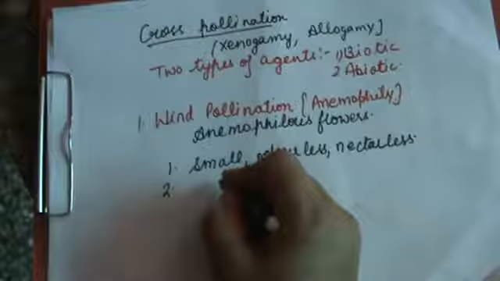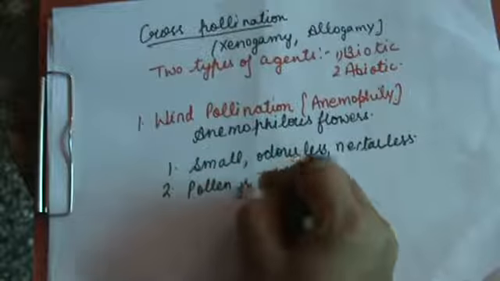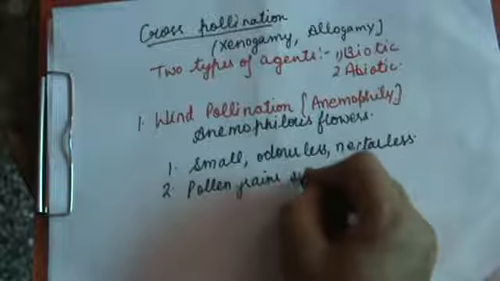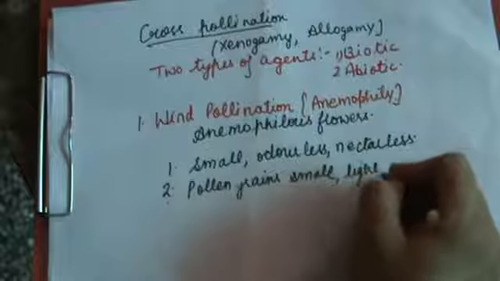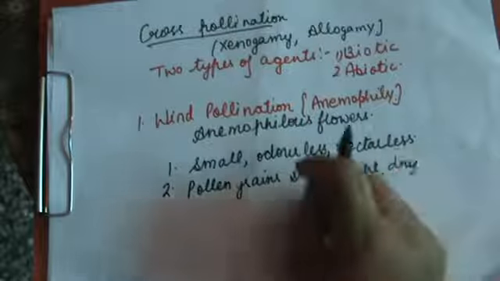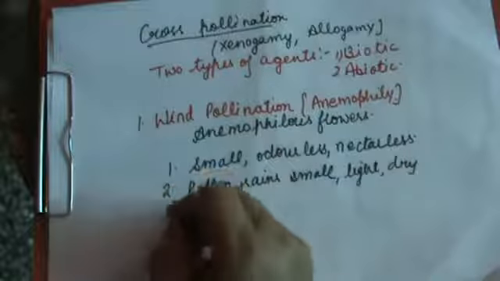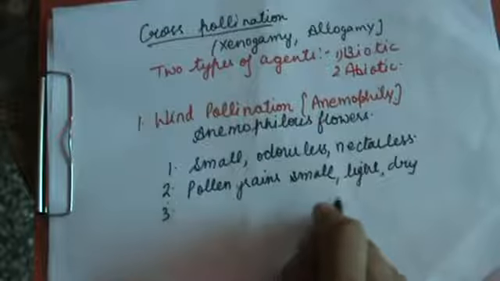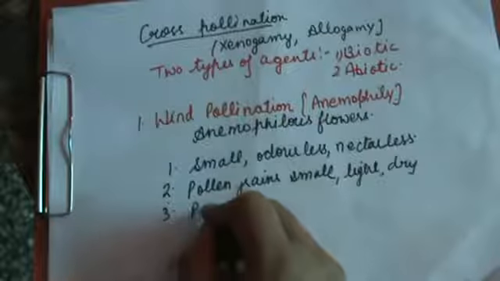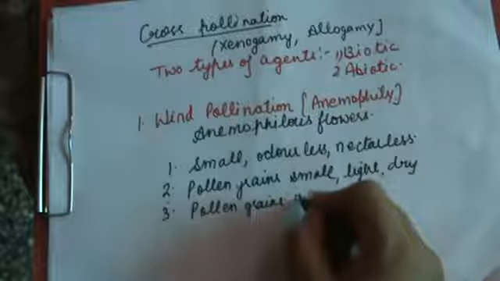Second, pollen grains are small, light and dry, so that they are easily blown away to long distances. Third, pollen grains of these flowers are produced in huge amounts.